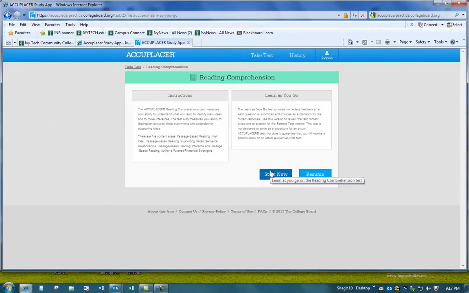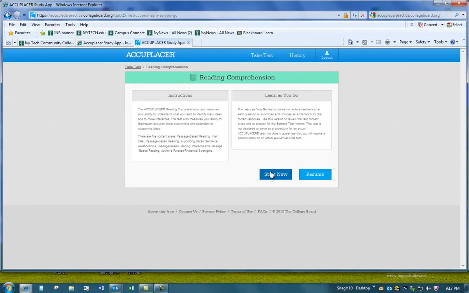I'm going to go back to Learn as you go mode. When you come back in, you can start new or resume. And if you start new, you will get a totally different set of questions than if you click resume. So you have your choice of being able to take this Learn as you go mode more than once if you want to.